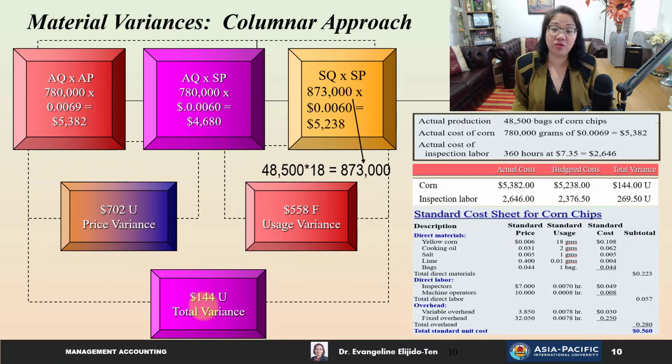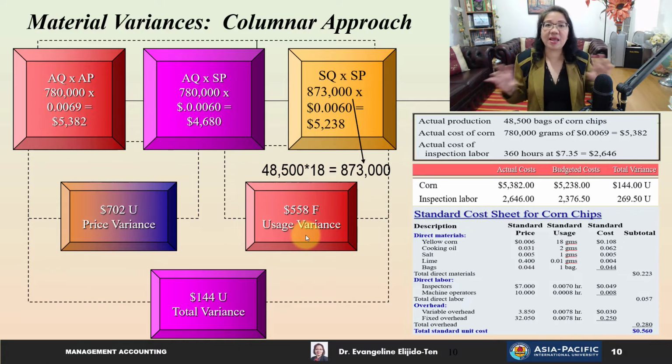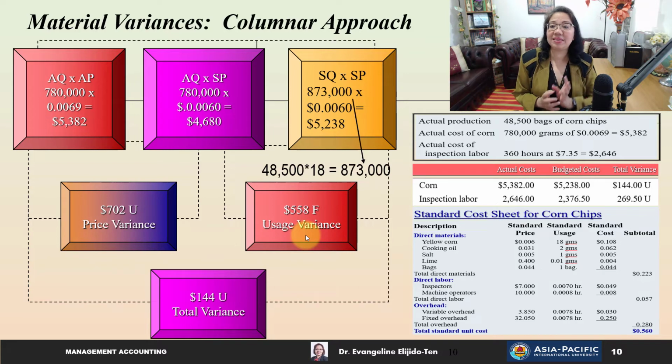The unfavorable variance is greater, so this is unfavorable. So you can see that this total variance of 144 unfavorable, as we have seen earlier, actually consists of an unfavorable price variance and a favorable usage variance. It's good to segregate this total variance into the different components of price and usage variance, because now we can see whether we should investigate this price variance further.